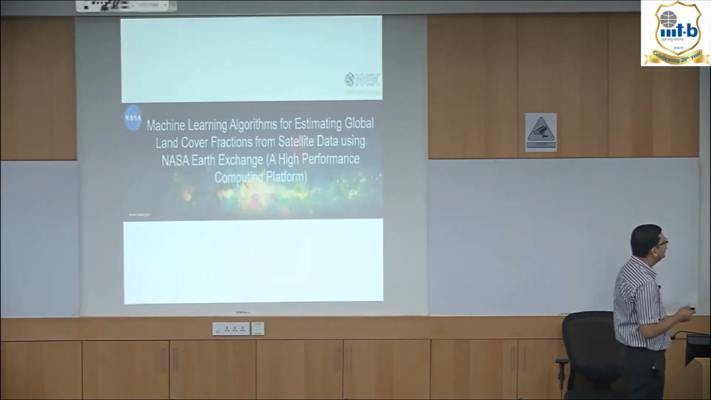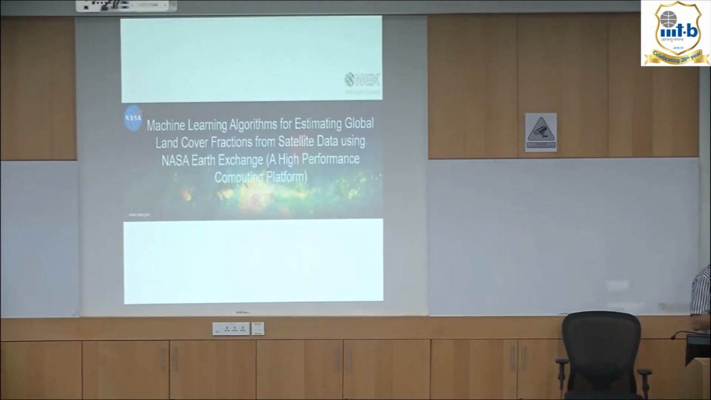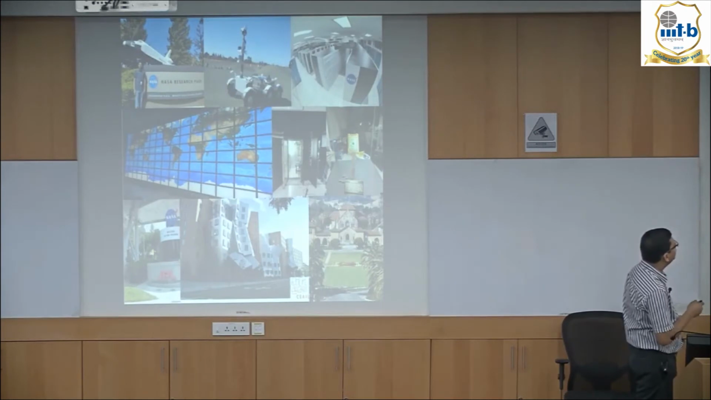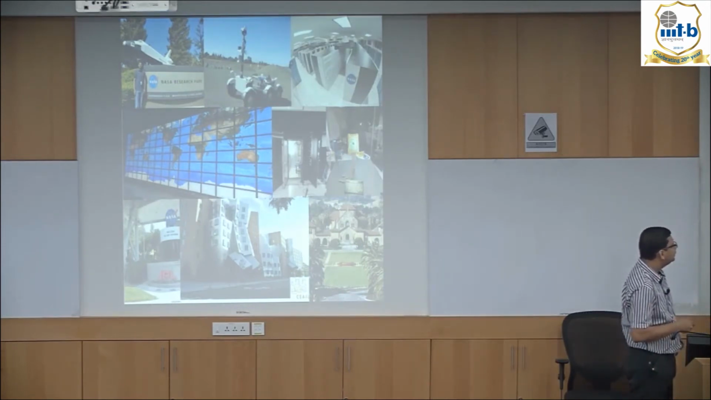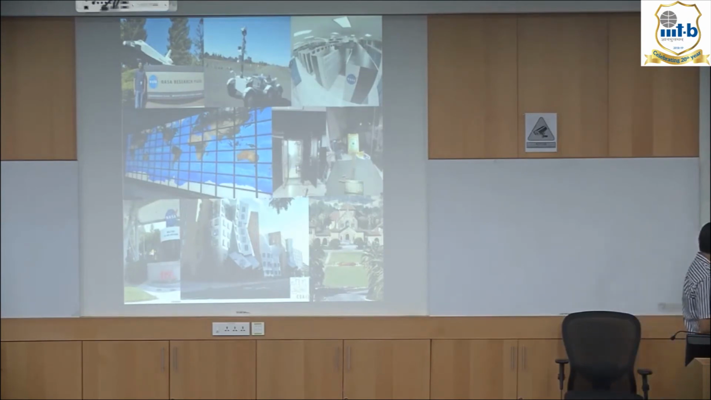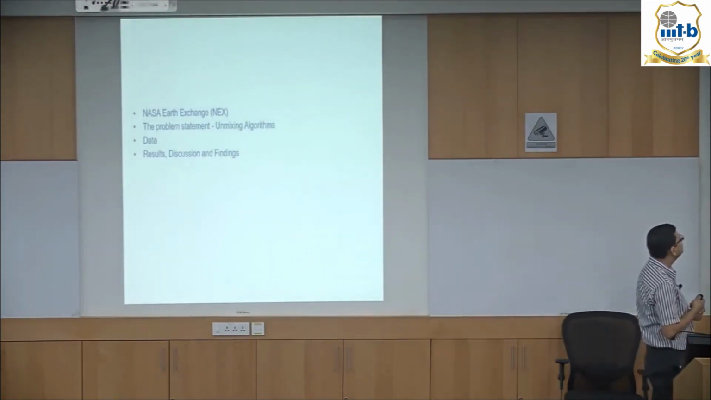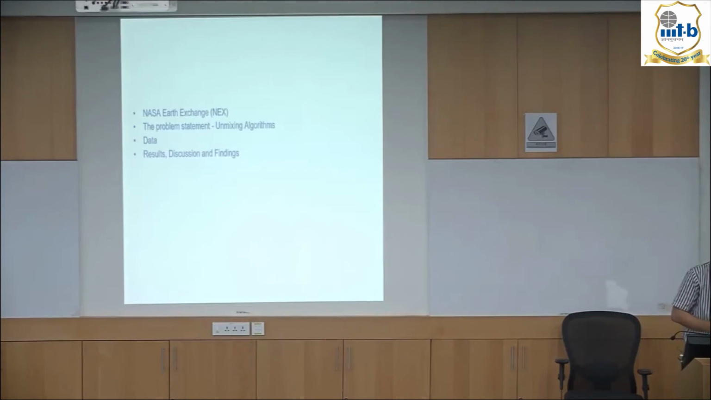They call this architecture NASA Earth Exchange, NEX, where they have various data sets, algorithms, methods, models available. I'll just skip that. This is the high performance computer architecture here, and this is the hyperwall, which is made up of 150 monitors joined together, which is used to visualize images. I also spent some time at CSAIL at MIT and some time at Stanford to work with professors to solve this kind of problem. So I will be talking about the NASA Earth Exchange, the unmixing algorithm, which I also showed you just now, and the data and some findings from this study.